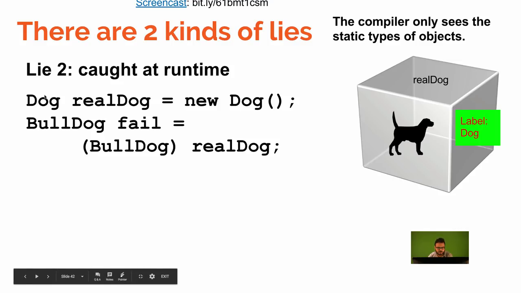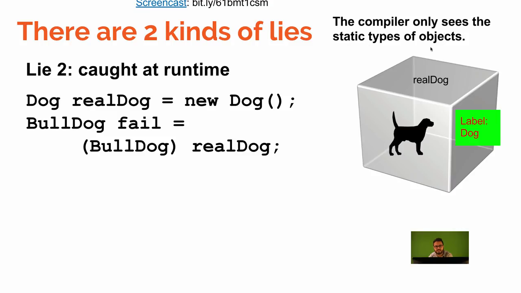So dog real dog is new dog. I'm going to create a box, call it real dog, label it dog, and inside that put a new dog, right? And then I'm going to say bulldog fail equals cast to bulldog real dog. So let's think about this. Again, I have this statement up here because this is extremely important and students tend to forget this very often. So don't forget this statement.